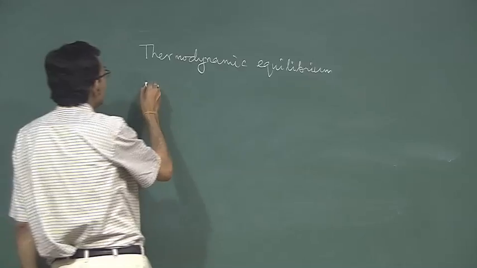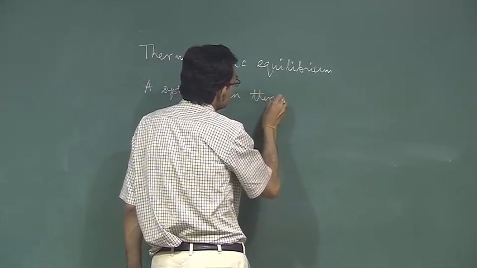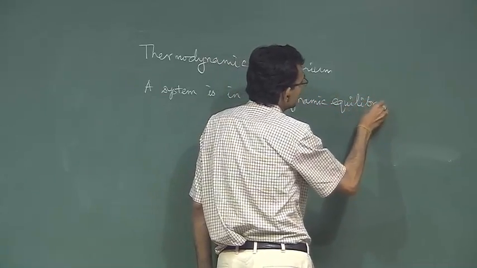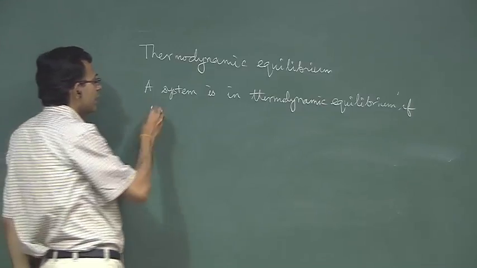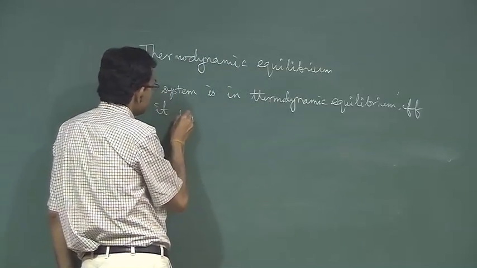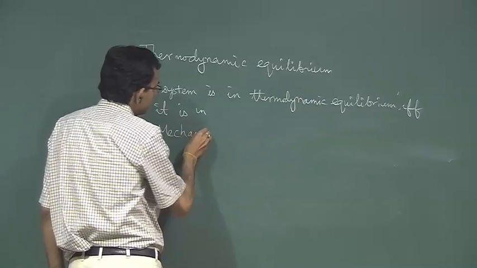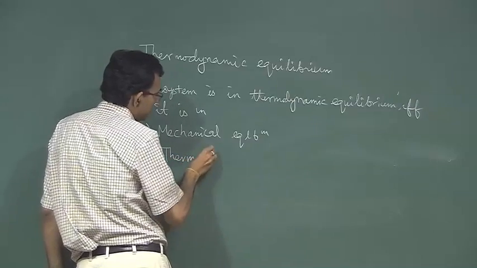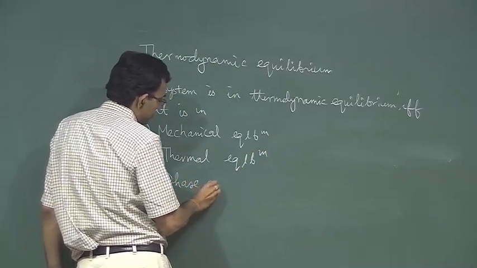A system is in thermodynamic equilibrium if and only if it is in, number one, mechanical equilibrium, number two, thermal equilibrium, and number three, phase and chemical equilibrium.